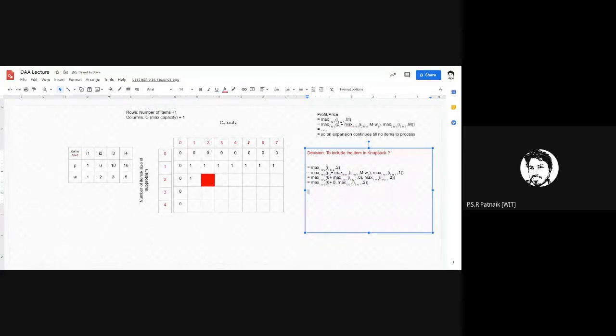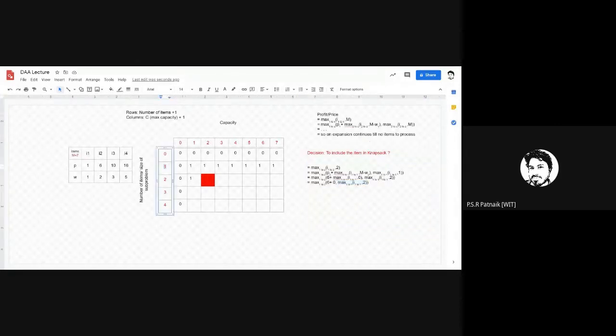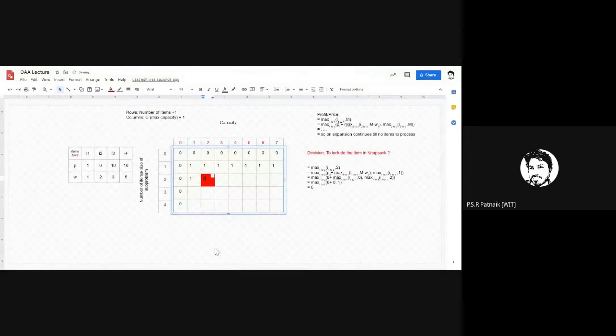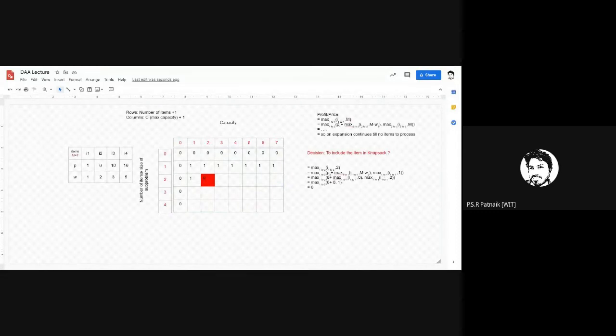And what is the maximum profit I would get if I have one item, which is I1, to process and sack capacity is 2? One item to process, sack capacity is 2. Here I have 1. So if I have 1 here, what is the max of this? What is the max of this? 6. So what value will you write here? 6. Getting it? Okay, so let me see if you have any questions. Did you understand why I have written 6 there?